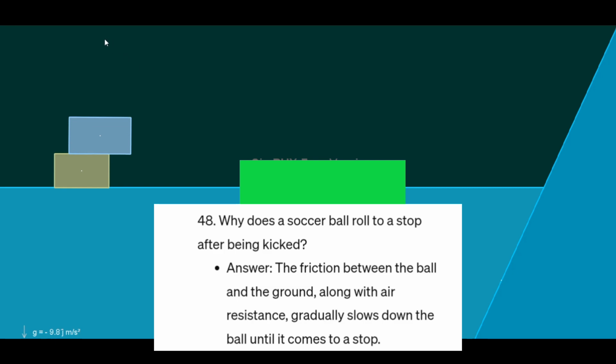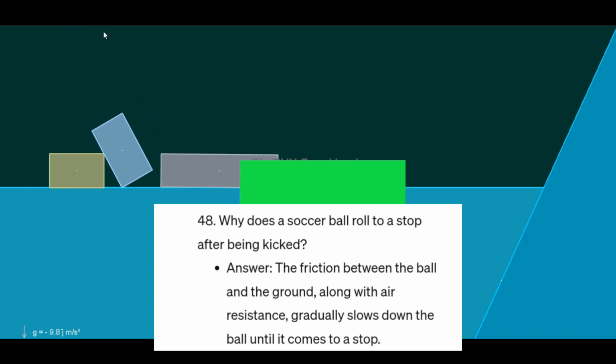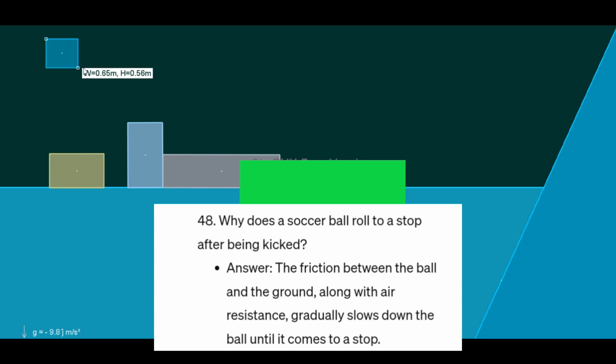Why does a soccer ball roll to a stop after being kicked? Answer: the friction between the ball and the ground, along with air resistance, gradually slows down the ball until it comes to a stop.